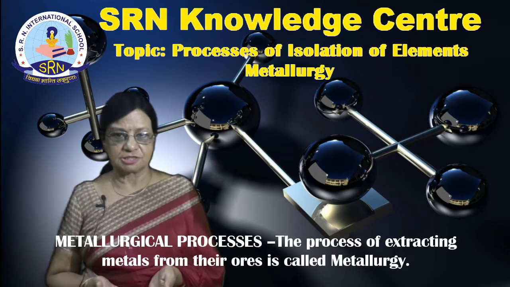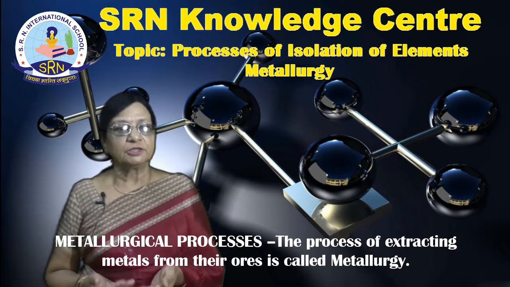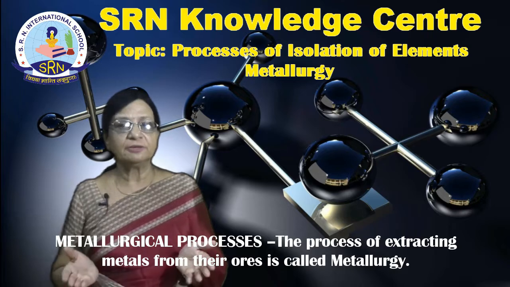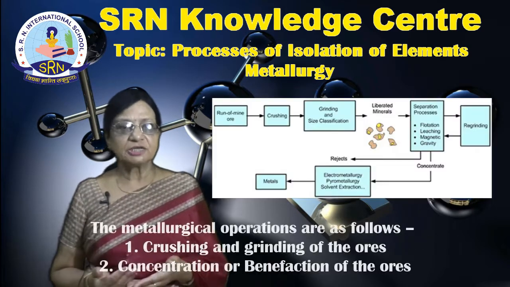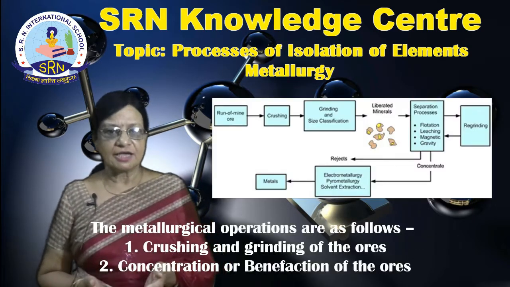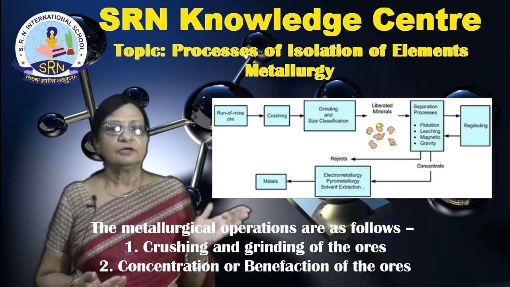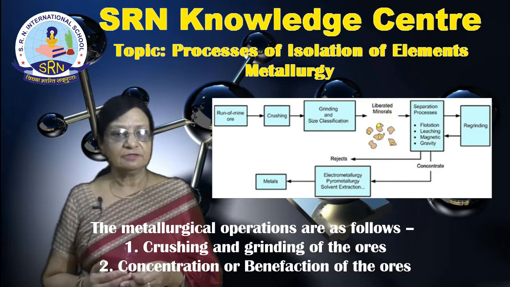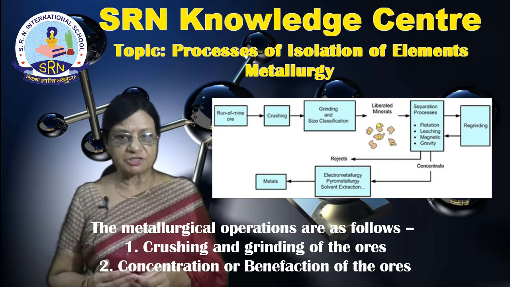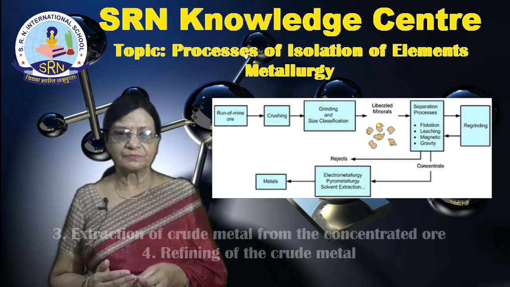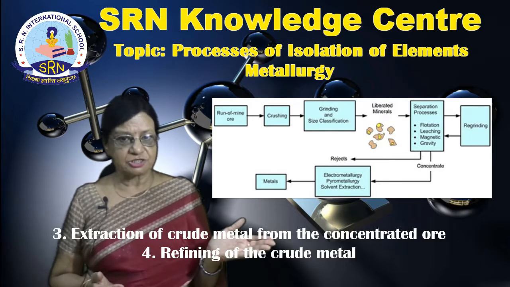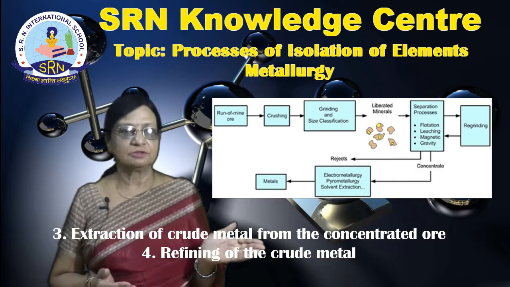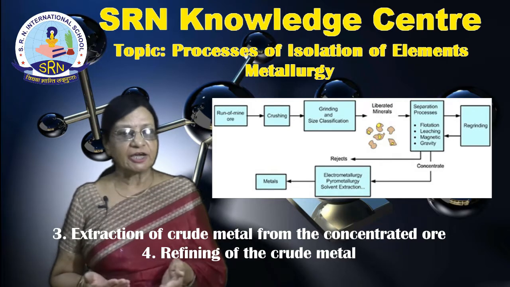Metallurgical processes. The process of extracting metals from their ores is called metallurgy. The metallurgical operations are as follows: first, crushing and grinding of the ores. Second, concentration or benefaction of the ores. Third, extraction of crude metals from the concentrated ore. And lastly, refining of the crude metal.